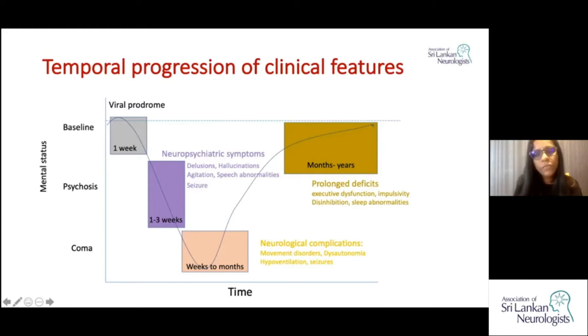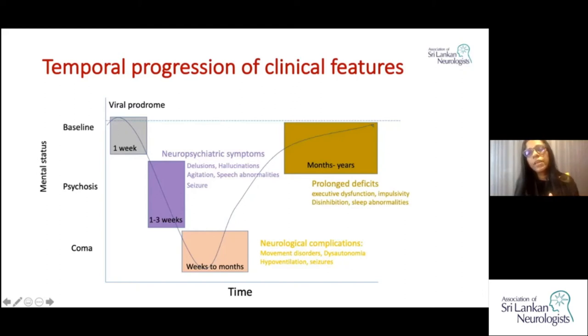Now that becomes a very specific feature of this clinical syndrome. So you also would have this complication of dysautonomia, which often results in mortality. And then what do we see over time? So beyond these stages, you see that there is a gradual recovery.